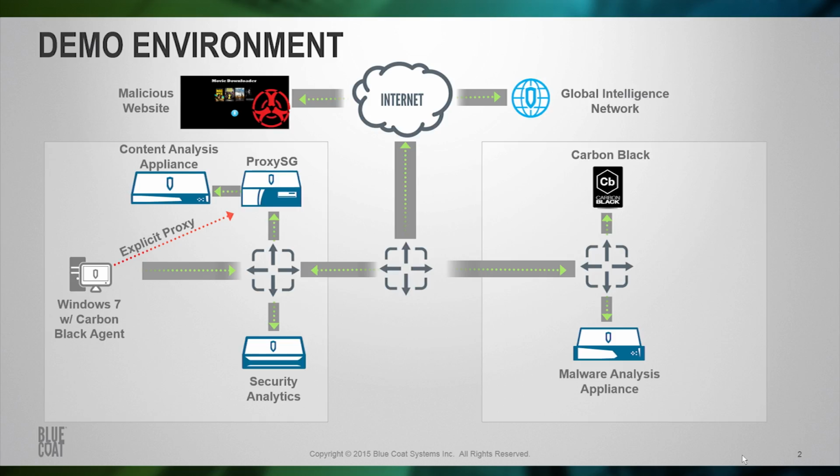In this demonstration, a zero-day malware executable will be delivered to a Windows 7 system through a malicious website. The network is being monitored by several Blue Coat products, and the endpoint has the Carbon Black agent installed. We will then look at two different use cases for identifying this threat and gaining maximum visibility and context from both the network and endpoint perspective.